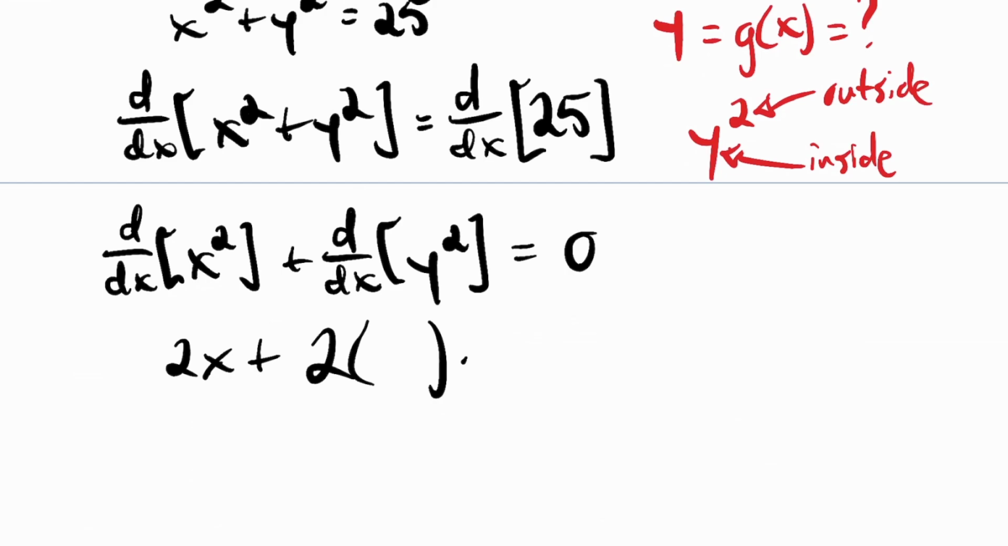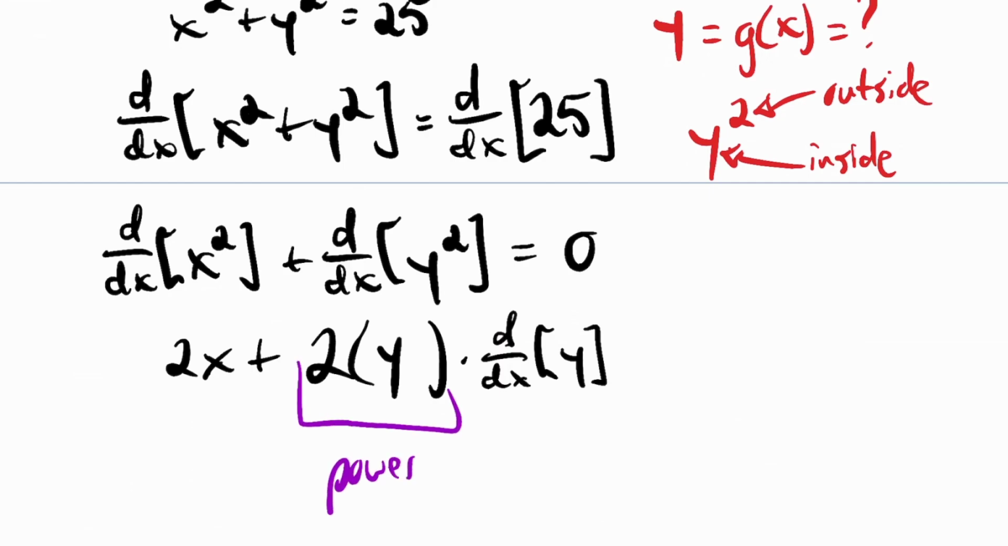So y sits inside the parentheses and nothing happens to it because of the chain rule, right? But then also we have to multiply it by the derivative of the inside function. So d/dx of y. Okay, I'm going to erase this, but I want to make it clear: apply the power rule, and then we apply the chain rule, to get those two factors.